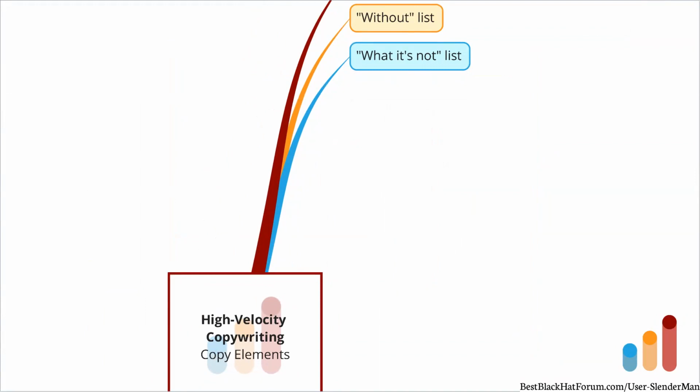And very similarly is a what it's not list. And this is, you have tried generating more traffic for your website, and I'm going to teach you how to generate more traffic for your website. But I'll tell you what, this is not SEO. This is not Google AdWords. This isn't Facebook. It's not this. It's not that. And by labeling all the things that it's not, that maybe they've tried before, that they haven't had a lot of success with, they become more and more curious about what it is in particular that you offer. So without and what it's not are very similar negative lists that help you establish the context of the promise in the broader marketplace.